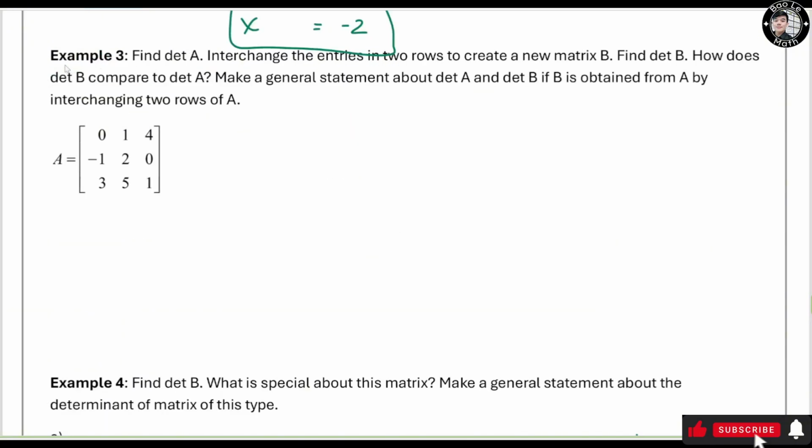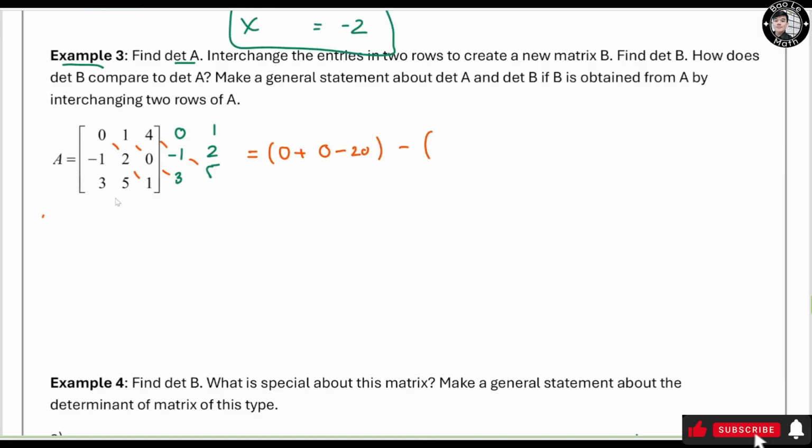Now let's move on to example number 3. Find determinant of the matrix A. So I'm going to copy the first two columns, right? Now you're going to start from the top left to bottom right, right? 0 times 2 times 1, 0. 1 times 0 times 3, 0, right? 4 times -1 times 5 is going to be -20, right?